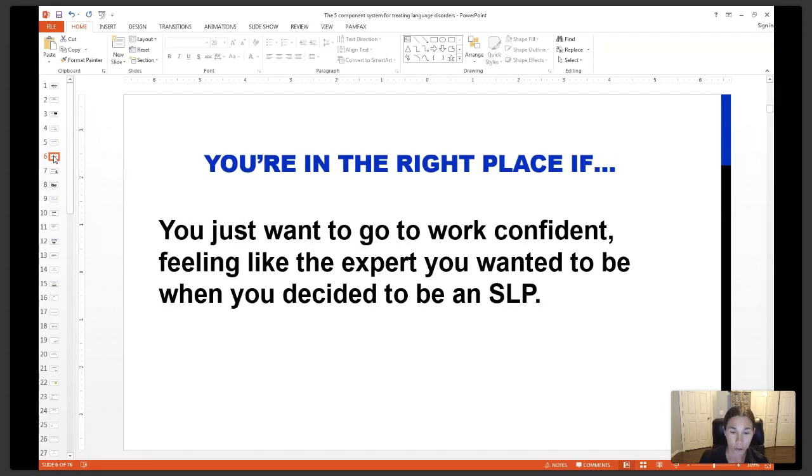So you're also in the right place if you've experienced all of those things and you want to change that. You want to make a change and instead go to work confident, feeling like the expert that you thought you would be and that you wanted to be when you decided to become an SLP. I mean, we all really wanted to change the world when we decided to go into this profession to begin with. But I know a lot of us have found when we've actually gotten out into the workplace that, you know, sometimes we hit some roadblocks. Anyways, go ahead and type yes if any of that sounds like you.